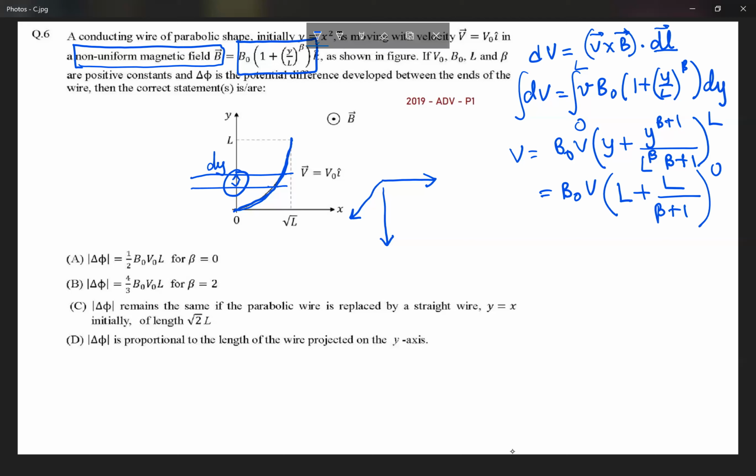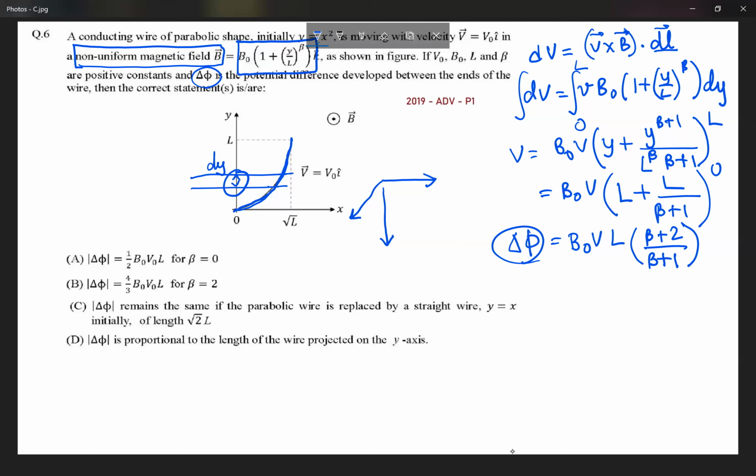Putting 0 will have no value because y is equal to 0, the first term reduces to 0. y is equal to 0, the second term also reduces to 0. So you simply get B0 into V into L into beta plus 2 by beta plus 1. Now let's solve the options. So delta phi over here is the potential difference. This is referred to as delta phi in the question.